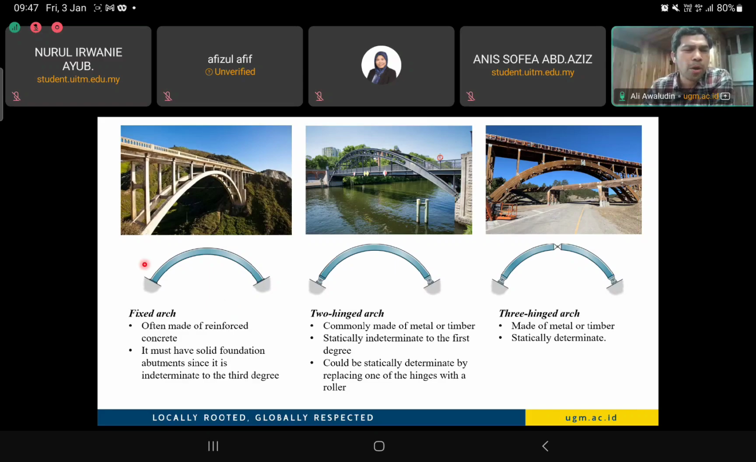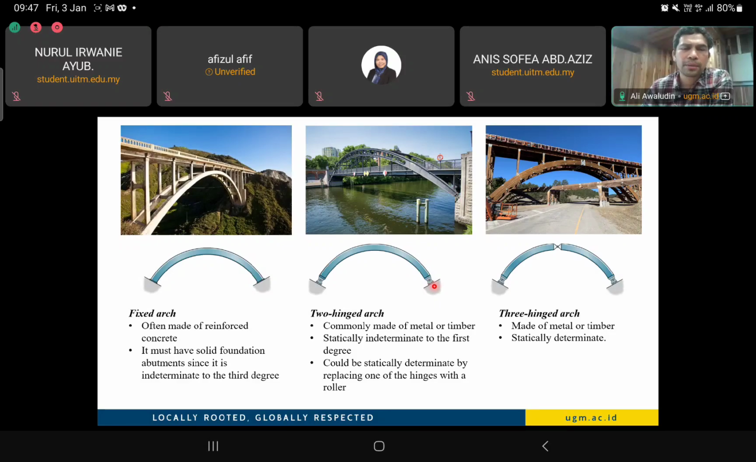Usually at the bottom, like a fixed arch, the support is fixed, which means it can resist axial forces, shear forces, and also moment. So this is indeterminate structural analysis, so we cannot do it at the moment. Here another one is the two hinge system. So the support here is the hinge, two hinge arch, commonly made from metal structures, steel, or also from timber.